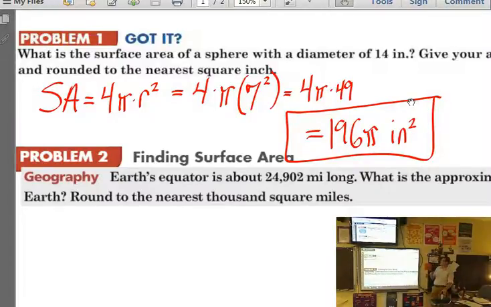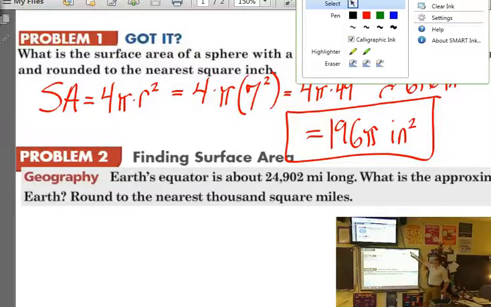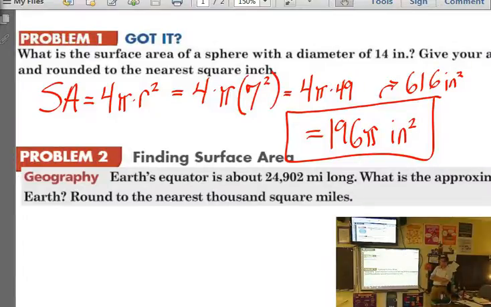So, I'm betting this is really close to 600. It's 615? But it's rounded to 616. Meters or inches squared? Inches squared. Meters squared.